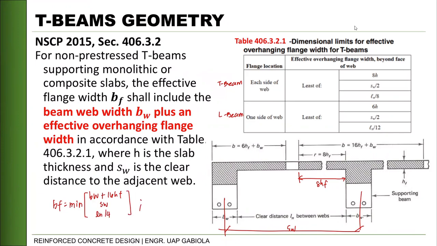And for L-beam, that is BF equals minimum of BW plus 6HF, SW over 2, and Ln over 12. Okay? So, yan yung gagamitin natin. Ito ay kapag L-beam and this one is kapag T-beam. Alright? So, yan yung para sa effective flange pa lang. Para malaman natin yung portion lang na i-consider natin dun sa flanges natin when analyzing T-beams.